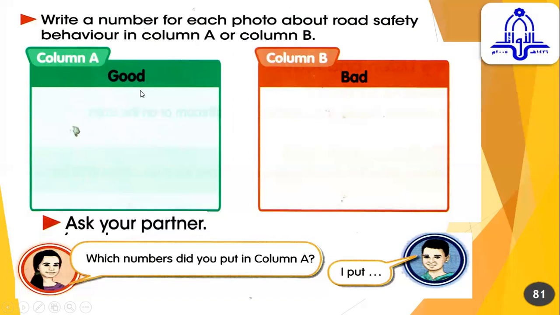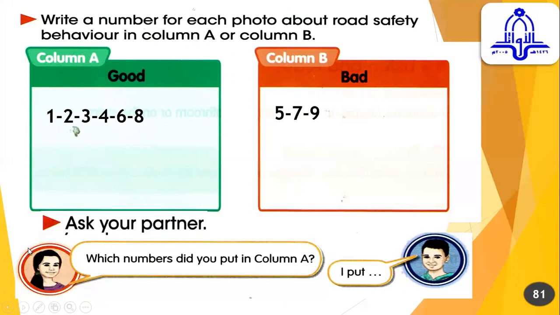So in column A, we will write the numbers of the photos, which were picture 1, picture 2, picture 3, 4, 6, and 8. These photos show good road safety behavior. We wrote them in column A. While column B includes the numbers 5, 7, 9. These pictures show the bad road safety behavior. In the second activity, ask your partner.